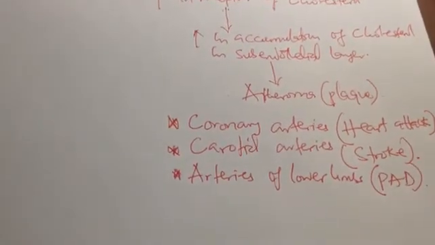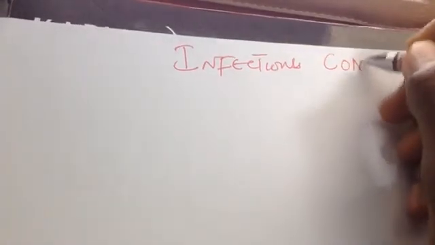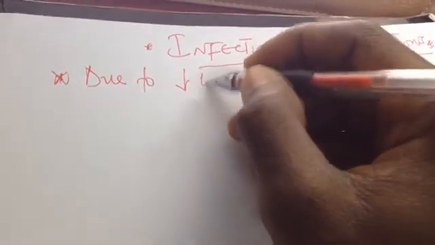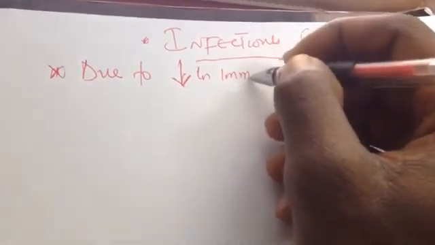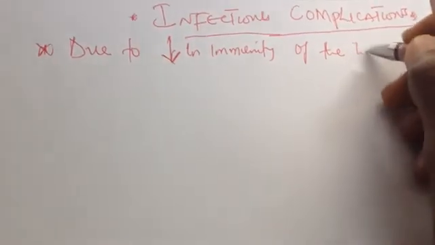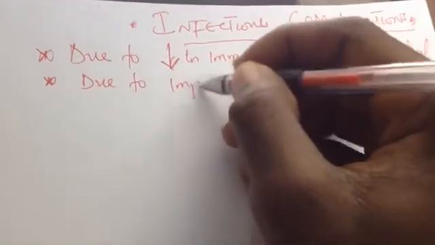That is it. Then we have infectious complications. These infections that may result due to this shisha may be due to two factors. Number one, due to decrease in the immunity of the person, the individual drinking shisha, and then also due to improper hygiene of the shisha apparatus itself.